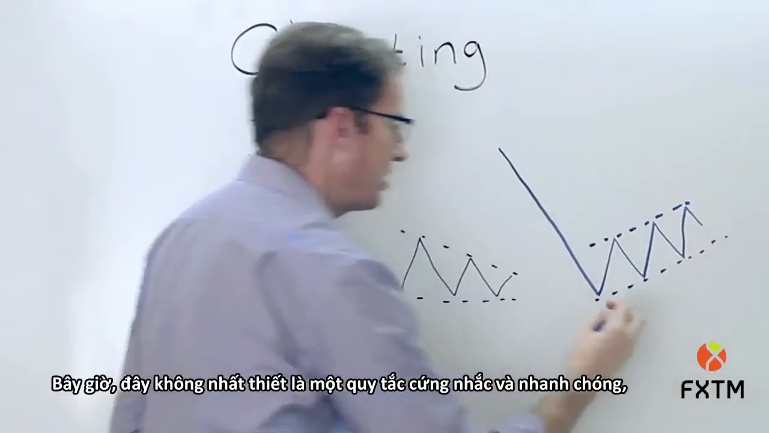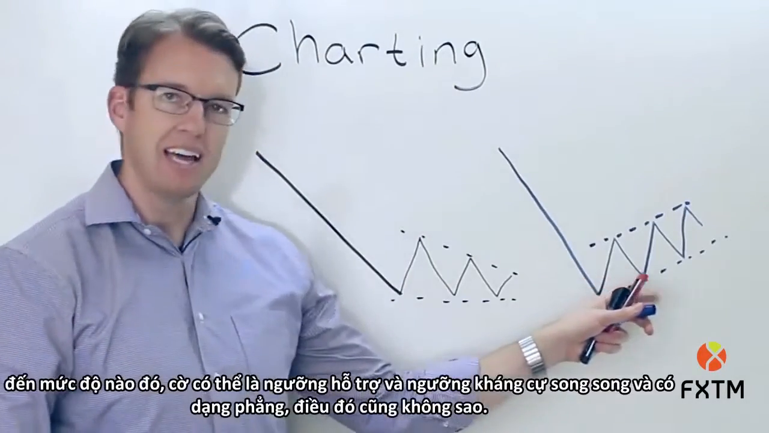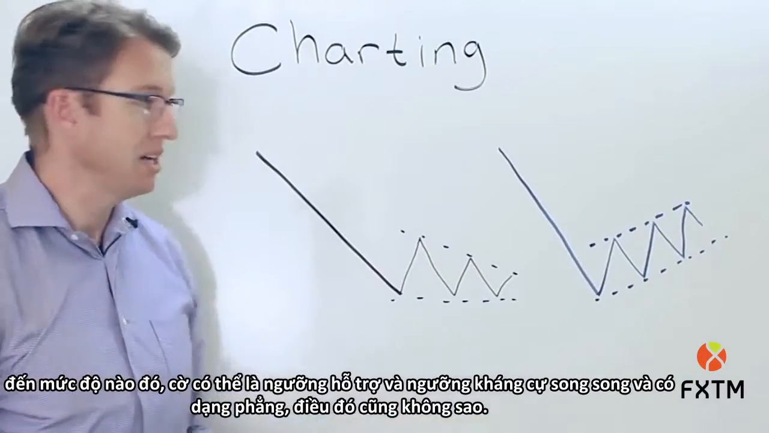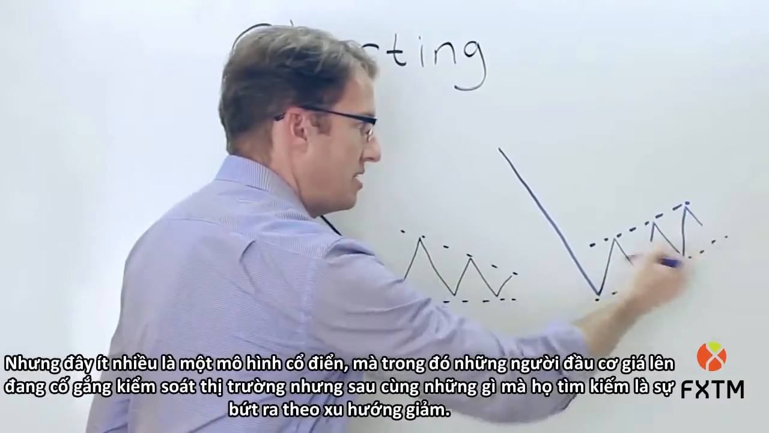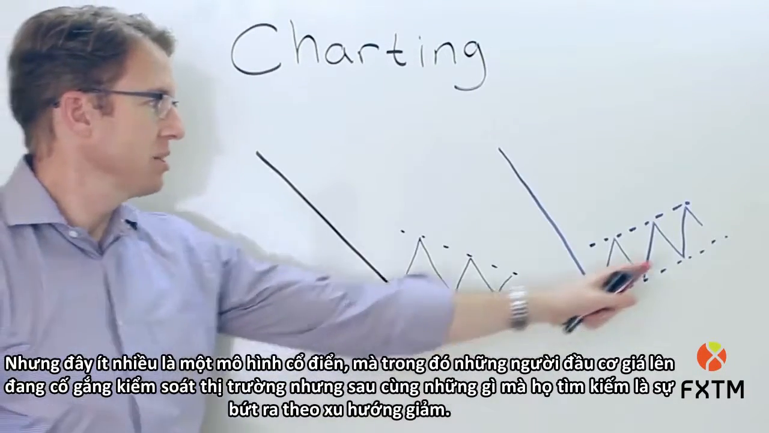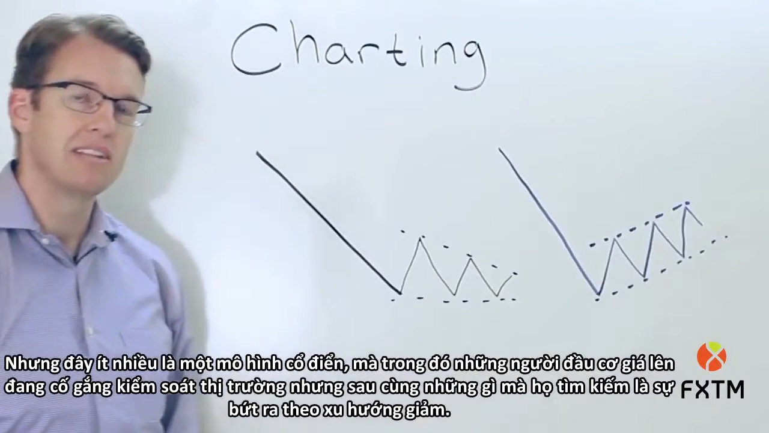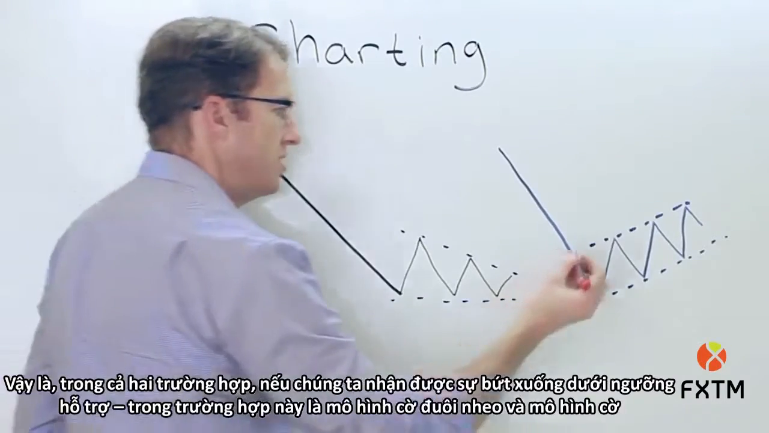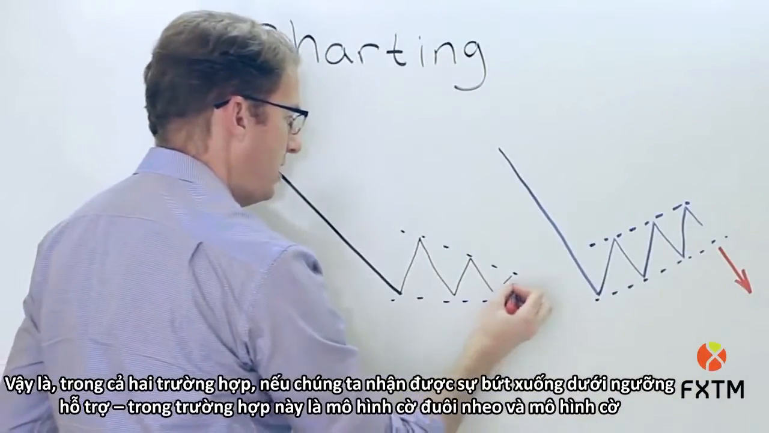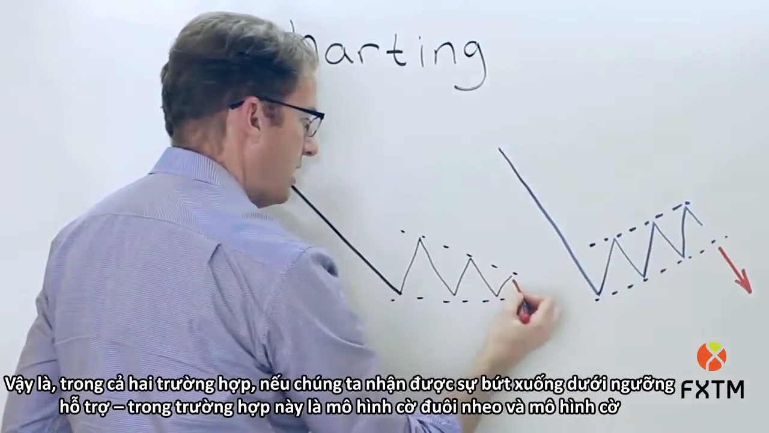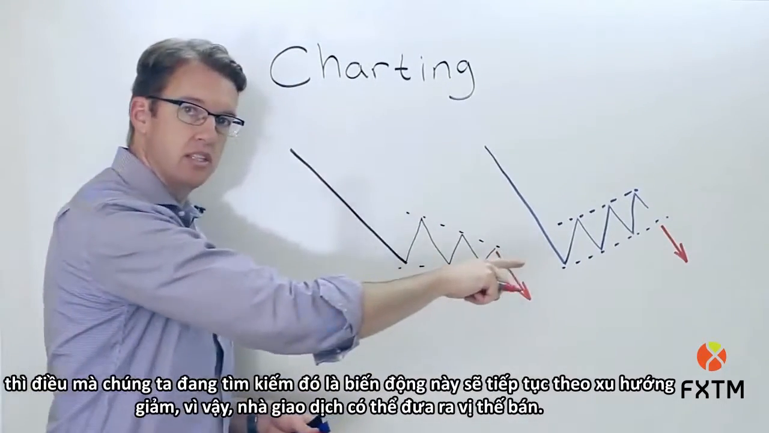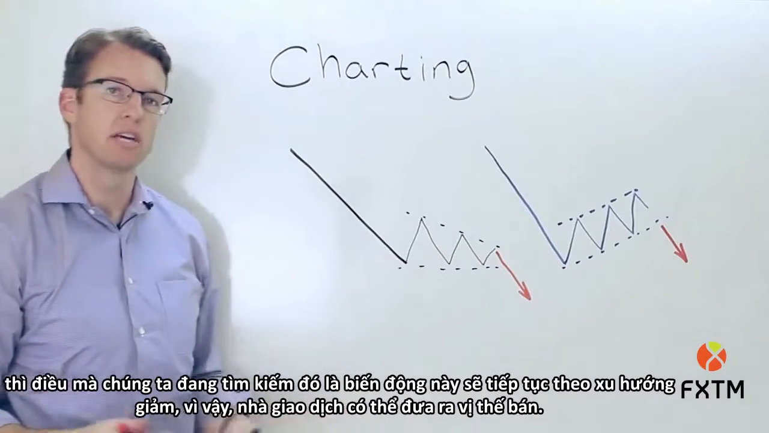This is not necessarily a hard and fast rule. The flag can have somewhat parallel support and resistance levels and be kind of flat. That's okay too. But this is more or less a classic pattern where bulls are attempting to take control of the market, but ultimately what we're looking for is a breakout to the downside. So in both cases, if we get a breakdown below support, in the case of the pennant or flag, what we're looking for is to see that this is going to continue to the downside, so a trader can take a short position.